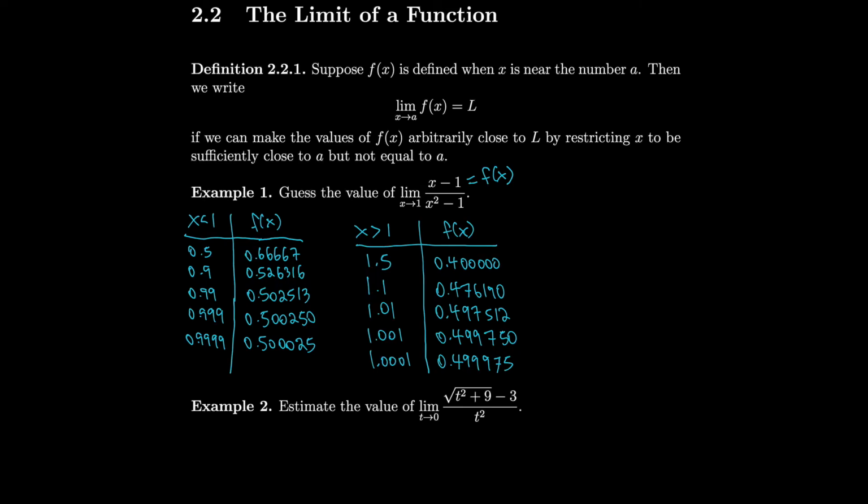So it looks like regardless of whether we're below the x value of 1 or above the x value of 1, if we get really, really close to 1, we get really, really close to 0.5. So I think we can say with some authority at this point that the limit as x approaches 1 of x minus 1 over x squared minus 1 is 0.5. Let's do another example.